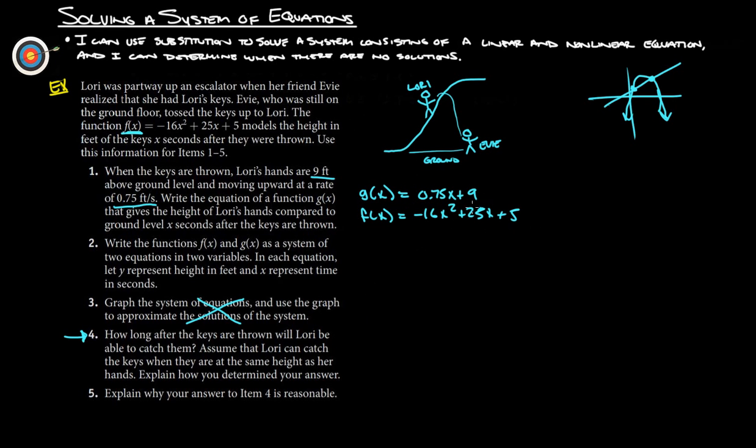in this section here. We're just going to plug this here. Oops, I got rid of my squared on that one. Colored over the top of it. We're going to substitute that in because both of these really are just y's, right? So we're going to substitute y equals 0.75x plus 9 into this one. So we get 0.75x plus 9 equals negative 16x squared plus 25x plus 5.